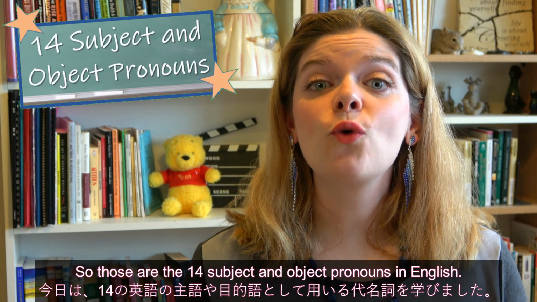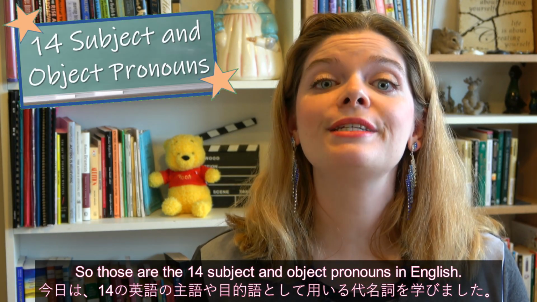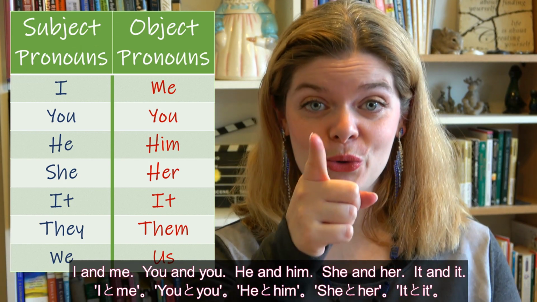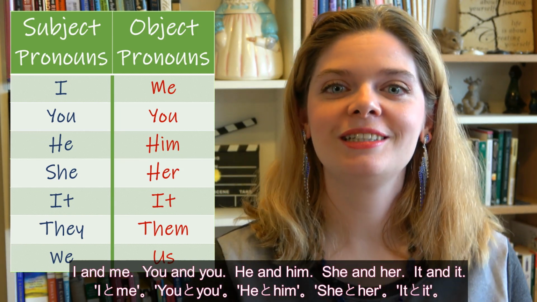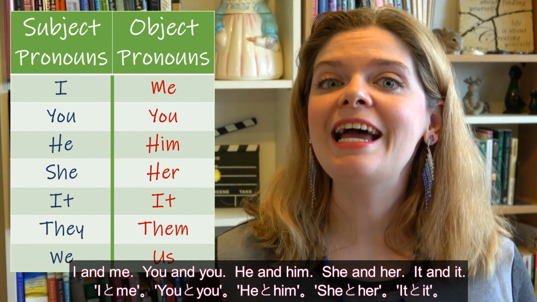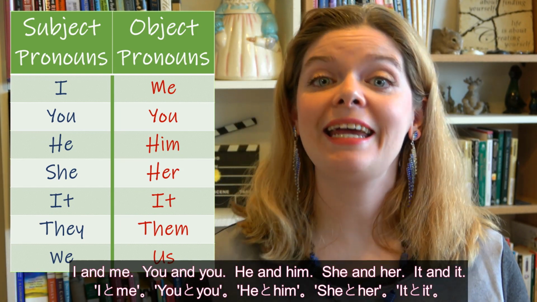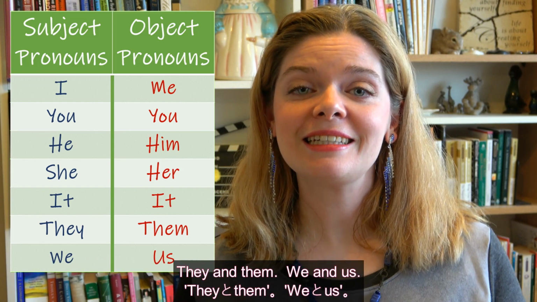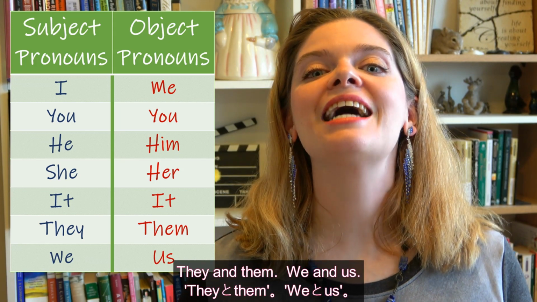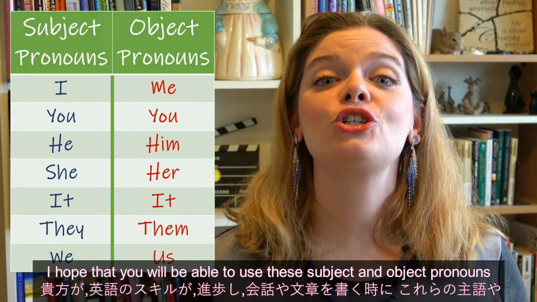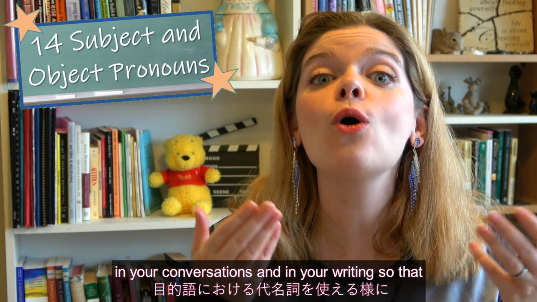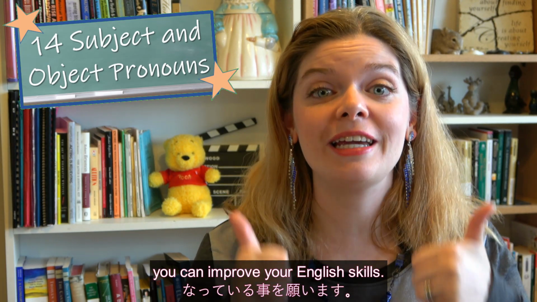So those are the 14 subject and object pronouns in English. I and me. You and you. He and him. She and her. It and it. They and them. We and us. I hope that you will be able to use these subject and object pronouns in your conversations and in your writing so that you can improve your English skills.